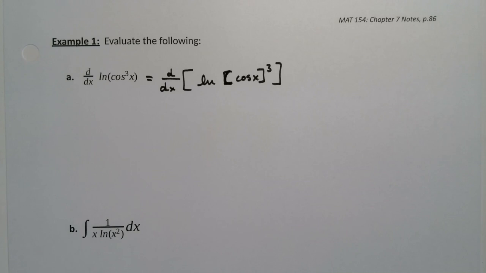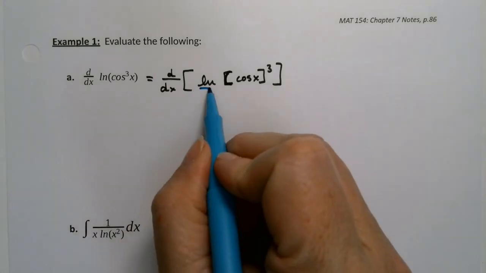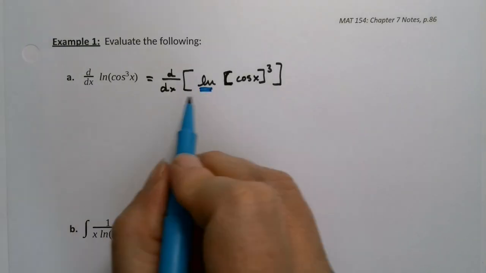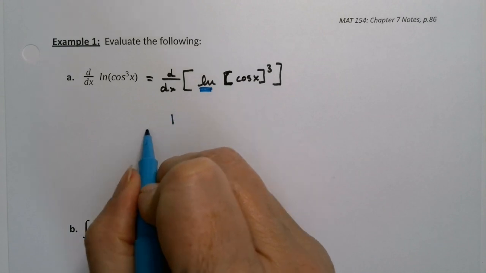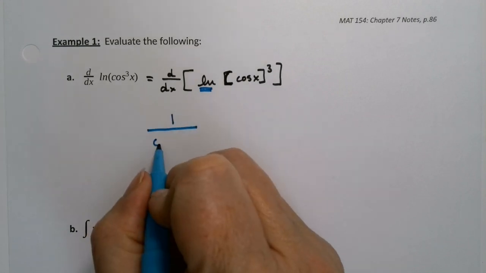Okay, so when I want the derivative, I want to apply chain rules over and over and over. So I start with the outermost function, and I take the derivative of that, which in this case would be the natural log. So that's the outermost piece. So the derivative of natural log is 1 over, and then leave everything else alone.